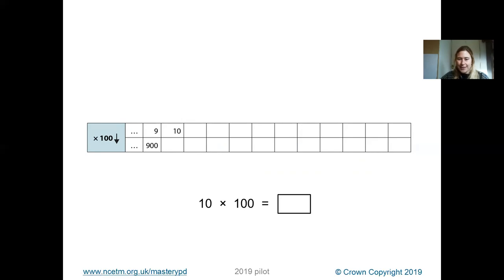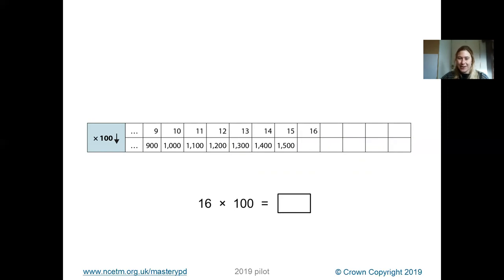Okay, super. So 10 times 100, you say them with me, is 1,000. 11 times 100 is 1,100. 12 times 100 is 1,200. 13 times 100 is 1,300. 14 times 100 is 1,400. 15 times 100 is 1,500.